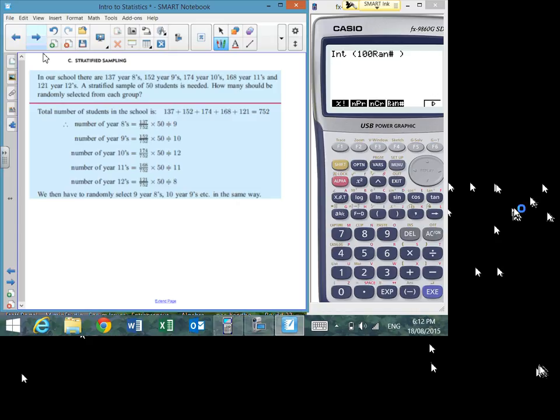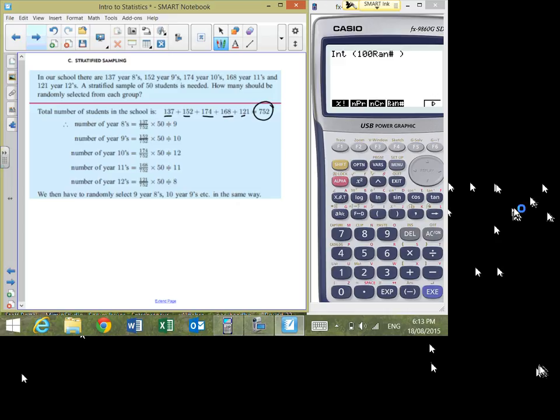So for example, if we were doing a survey about uniform and I chose 50 students and most of them were year 12s, you would all say that you dislike the uniform. But conversely, if I asked a whole lot of year 8s, they will probably say, yeah, it's fine, it's quite comfortable compared to my primary school one. But that's not an accurate representation of what's happening at school. So if we tally up the total number of students in year 8, 9, 10, 11, 12, we've got 752 in total.